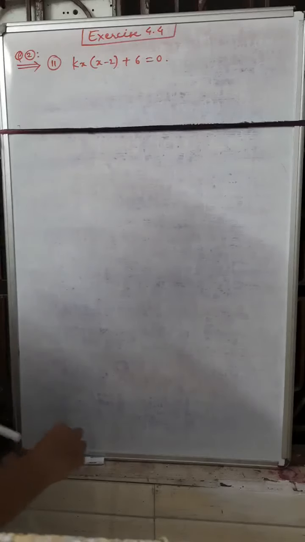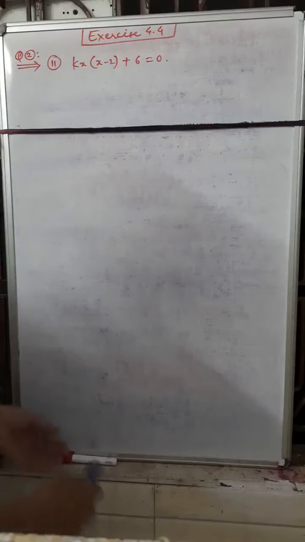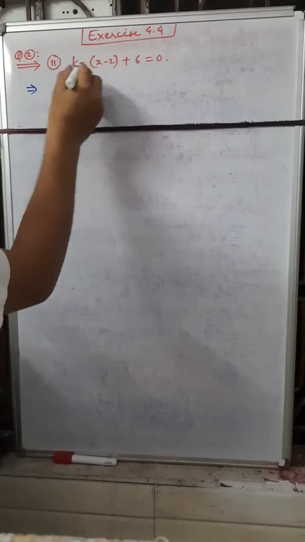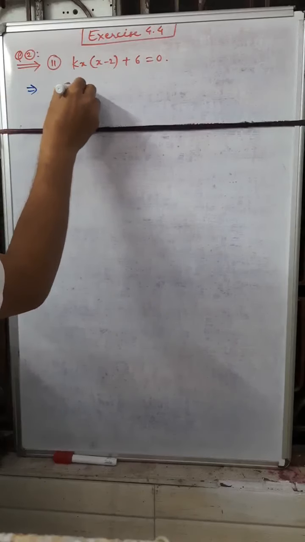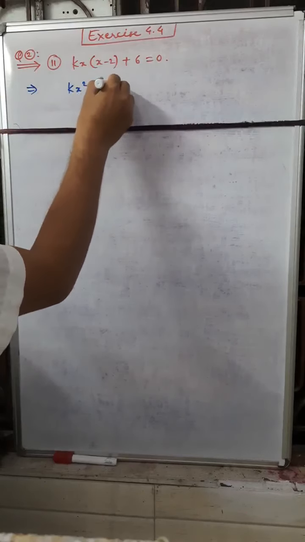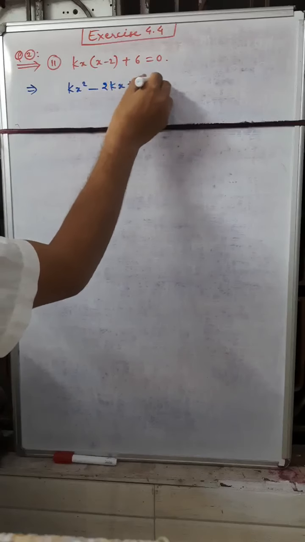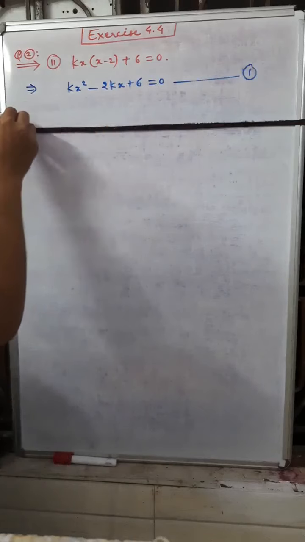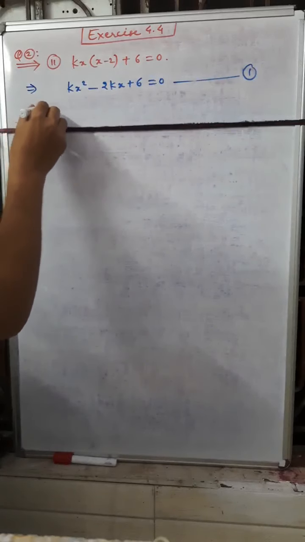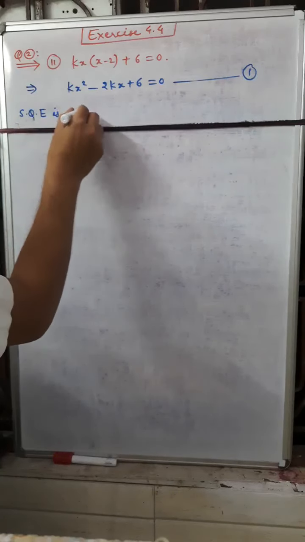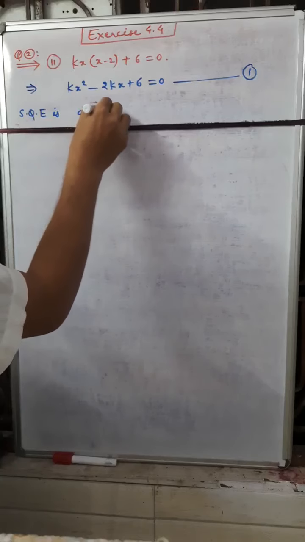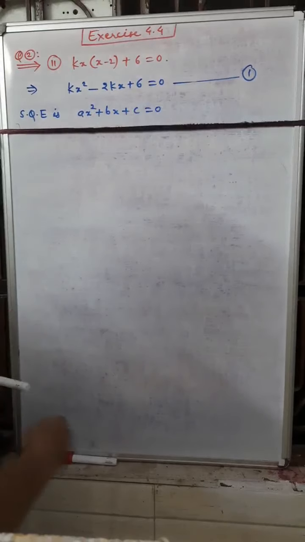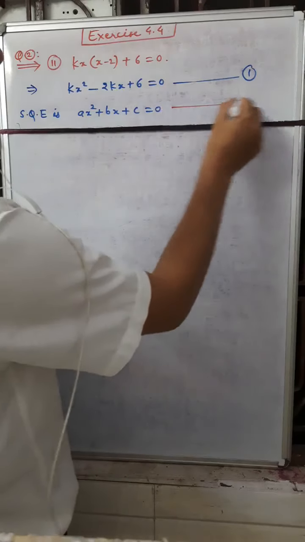So we know that before solving this question, we must standardize this equation. How will we standardize it? Multiply inside the bracket. So kx square minus 2kx plus 6 is equal to 0. Now it is equation 1, and as we know, the standard quadratic equation is ax square plus bx plus c is equal to 0. So it is equation number 2.